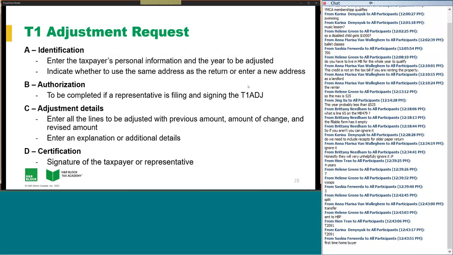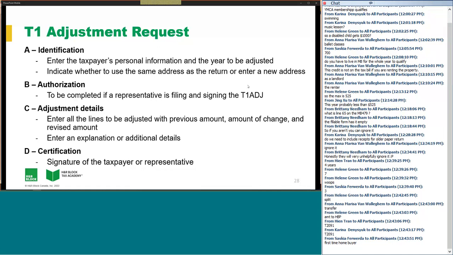All right, how do you do a T1 adjustment? If you do it online, you go in to represent a client, or if you're the client themselves and you want to do your own, you go into My Account. You go to your tax returns and you're going to find a button that says change my return. And then you're going to change your return. So you're going to put in the lines that you want to change, the old number, the new number, and then you're going to submit it, and then you're going to send any documents you want to send, and you're going to wait to see what happens.